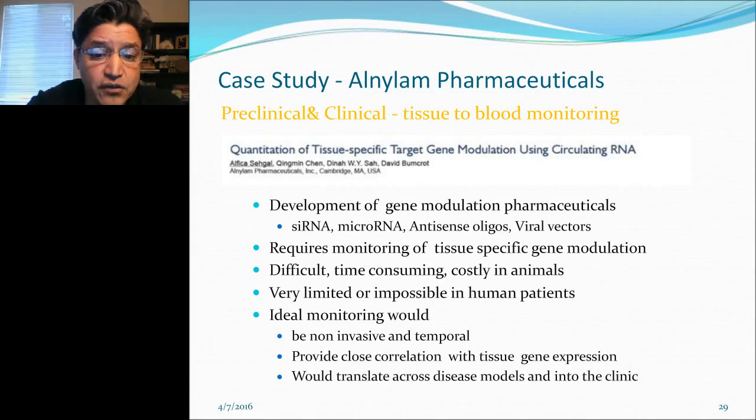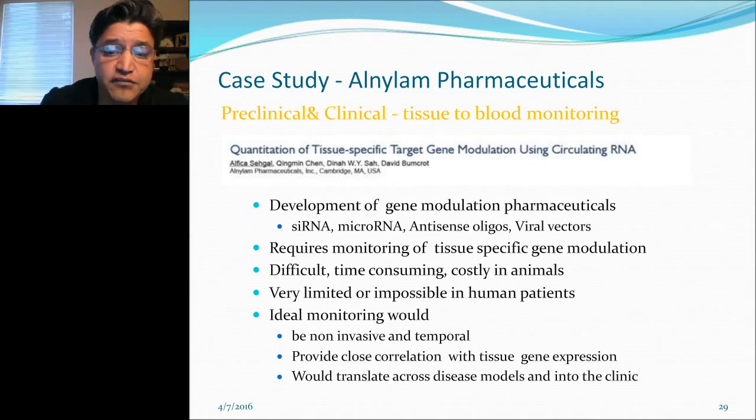And so the ideal monitoring system would be one that is non-invasive and temporal, that you could use across various stages of development, and ideally with the same animal. You don't want to have different cohorts of animals to evaluate different time points. So having the same animal with its own control is also a huge advantage, which of course is also an application in humans. And of course, you would want to see close correlation with tissue gene expression, and you would want it to translate across different models of disease, different species, and into the clinic with humans.